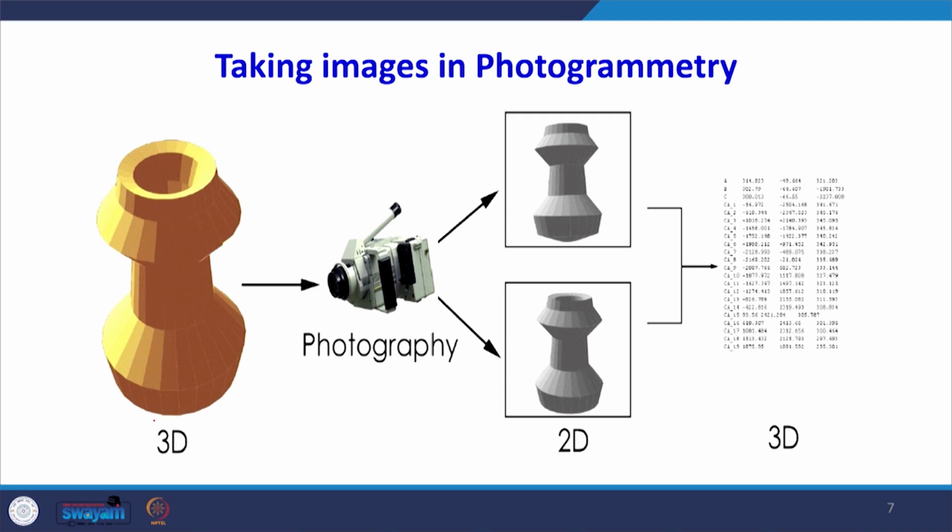This diagram is showing how a 3D image is imaged with the help of a photographic camera, and we are actually taking two images of this from two different angles and carrying out 3D modeling. So, 3D to 2D and then to 3D in our computer environment, or the determination of the coordinates of the various points in terms of x, y and z.